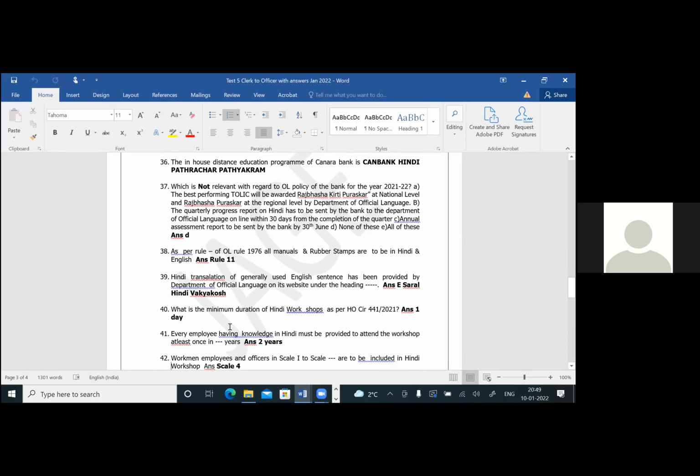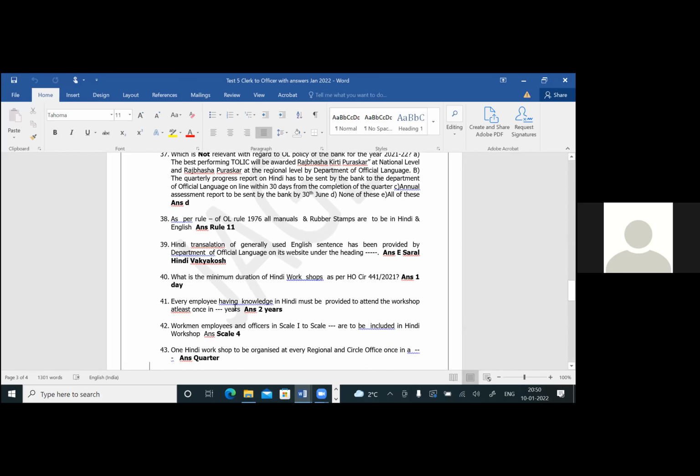Then question number 40. What is the minimum duration of Hindi workshops as per HO? Please go through the circular. I have written here 3-4 circulars. Please go through. What is the minimum duration of Hindi workshops as per HO Circular 441 by 2021? Minimum duration is 1 day.